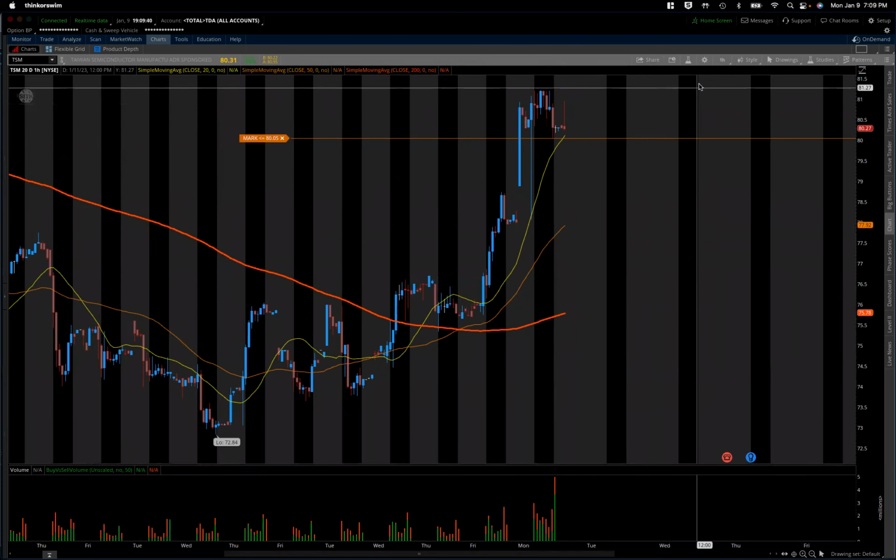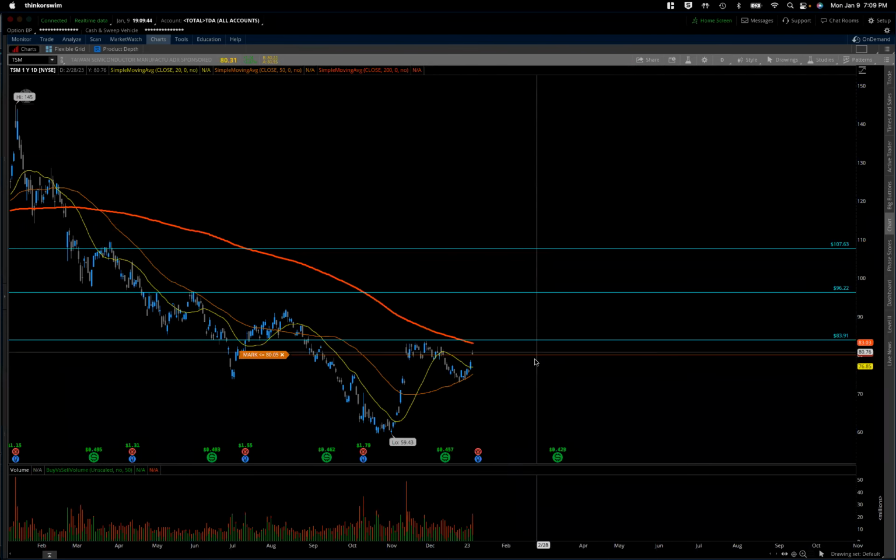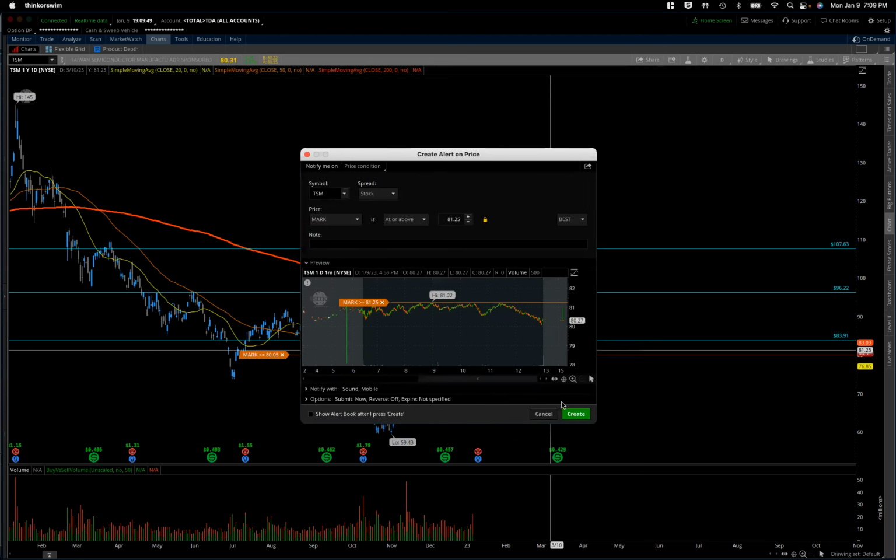Looks like they got news or something though, and they have earnings, so everything's going to be expensive. But yeah, if I'm playing TSMC, I'd probably just be looking for this gap, but I'll set an alert to the upside just in case.